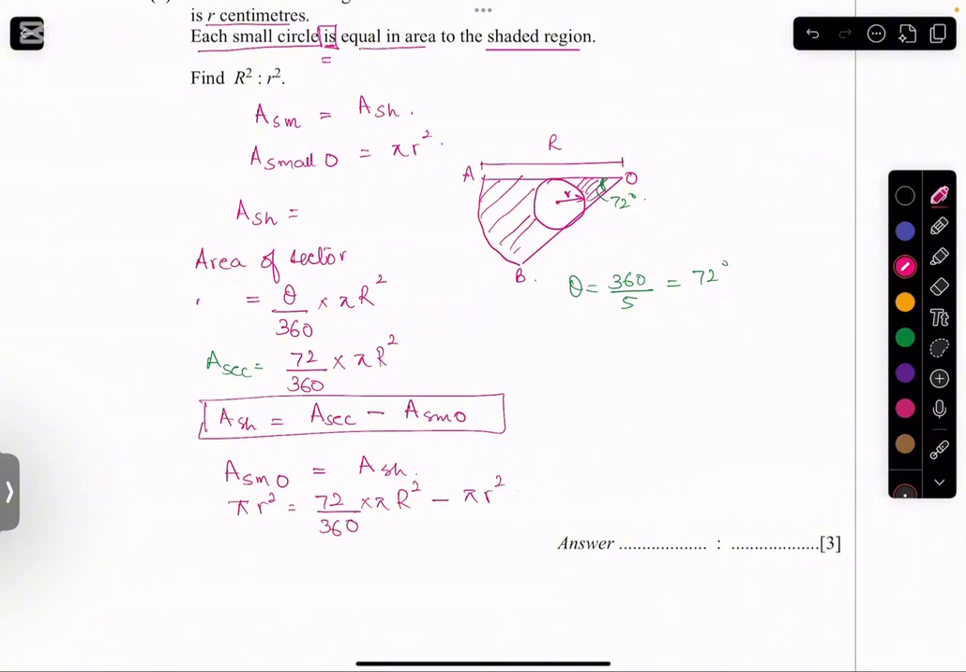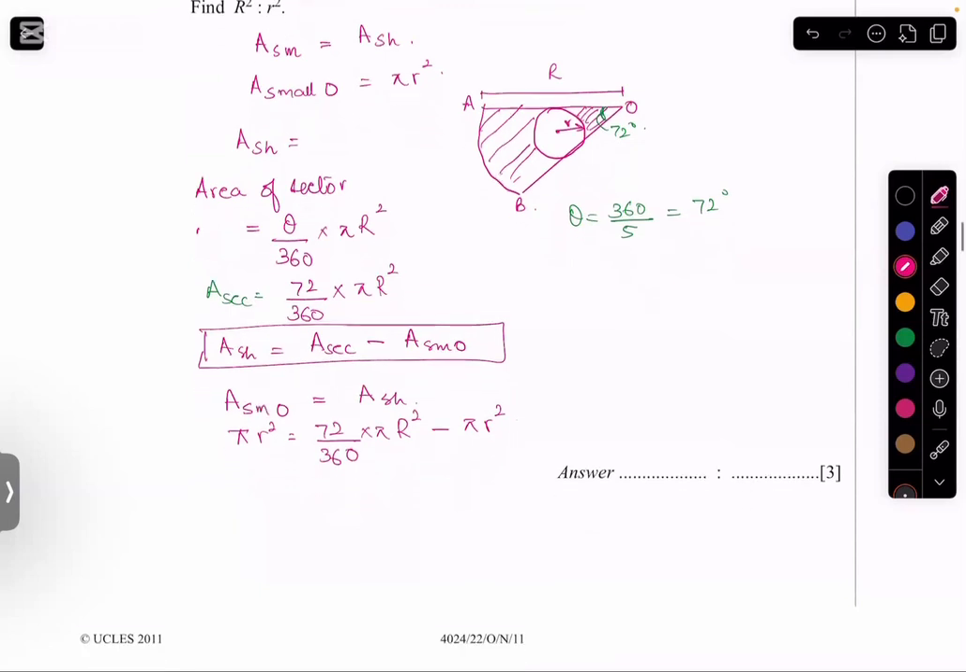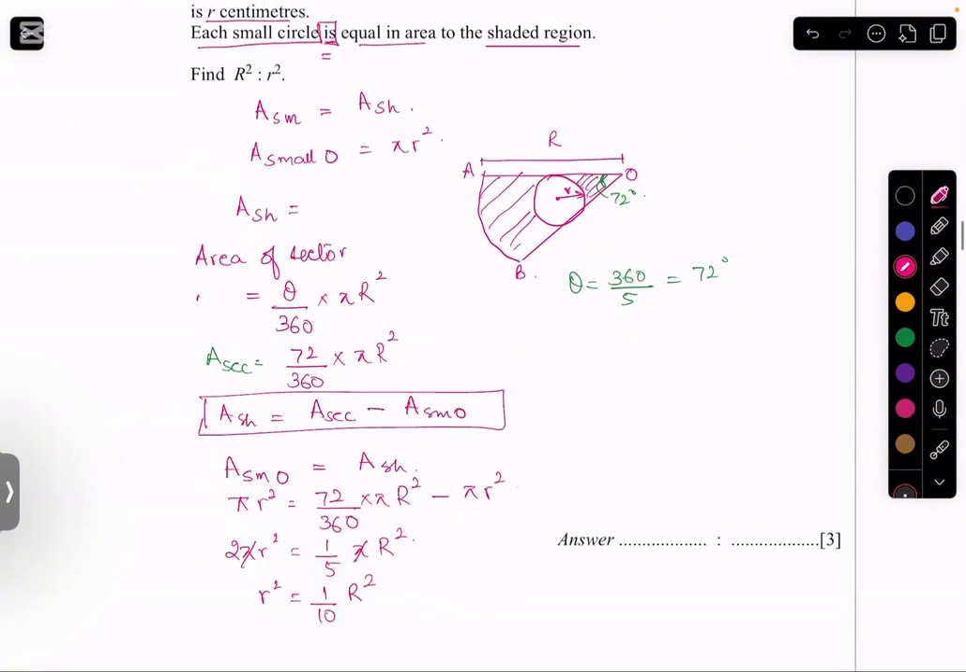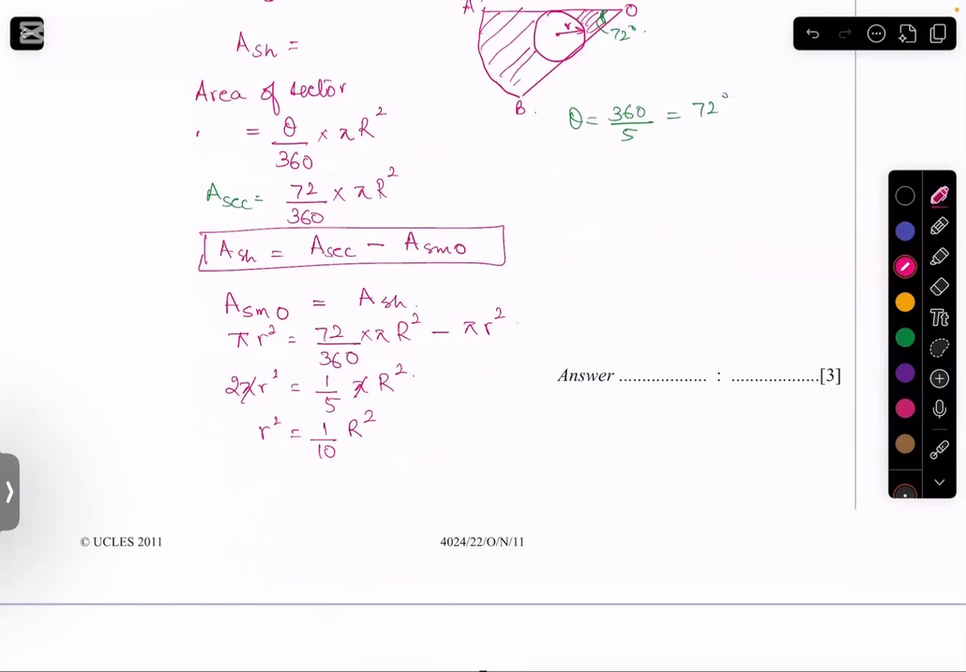r squared. Or in other words, can I say that this pi r squared can be taken on the other side, giving me 2 pi r squared, and 72 by 360 is 1 by 5 pi capital R squared. This pi and this pi get cancelled, so it's r squared equals 1 by 10 capital R squared. They are asking us for the ratio of capital R squared to small r squared. So can I say that this is R squared over small r squared, which should be equal to 10:1. What is my answer? It's just going to be 10:1 here.